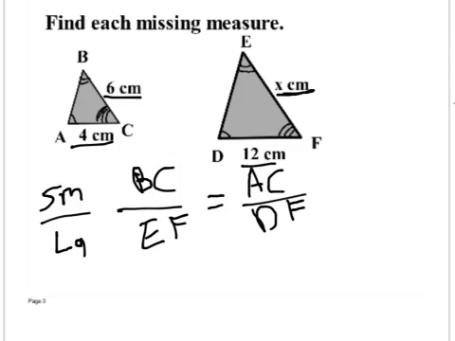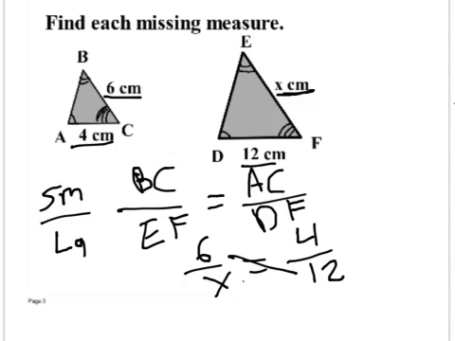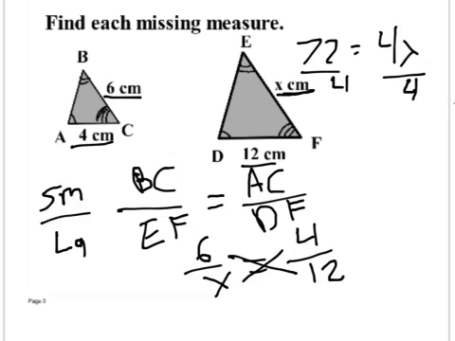Now that I've got it set up, I can just plug in my numbers, which BC is 6. EF is X. We don't know what it is. AC is 4. DF is 12. Okay? As we know from proportions, we can cross multiply and find out what X is. So what we do is we cross multiply. 6 times 12 is 72. 4 times X is 4X.